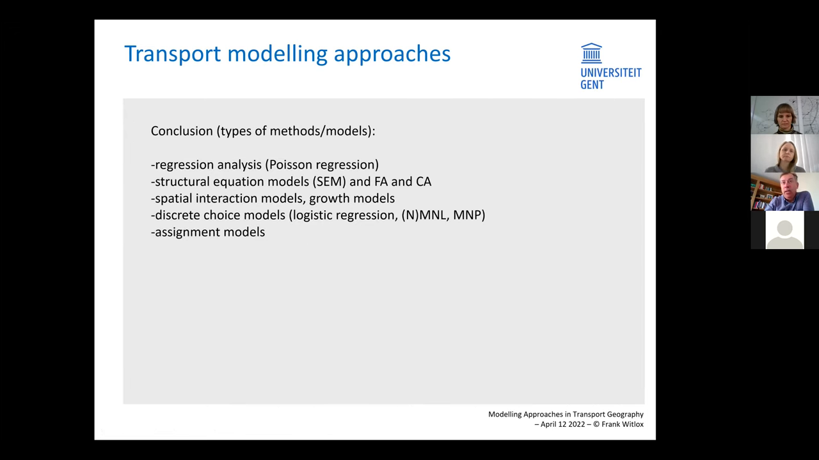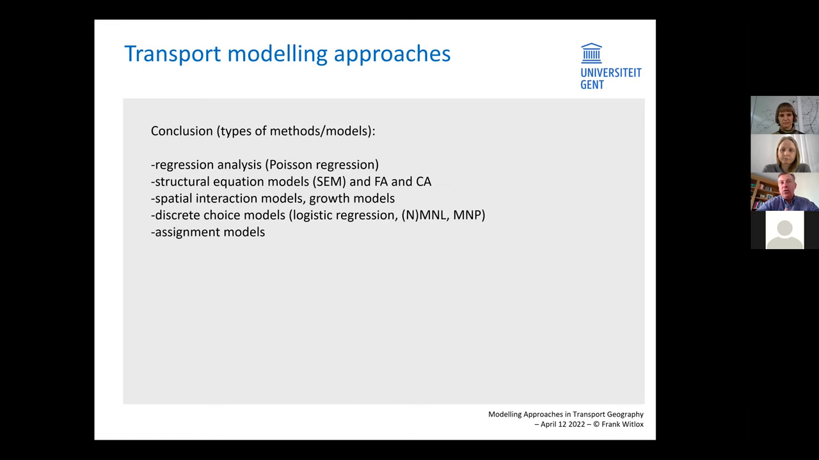So to conclude, there are different methods and models. Regression analysis is one. If you have count data, then we could also use Poisson regression. You have structural equation models that are potential models, if also used with a lot of data to supplement it with a factor and a cluster analysis. You have growth models or spatial interaction models that can help you in assigning different trips to different areas that you want to do.